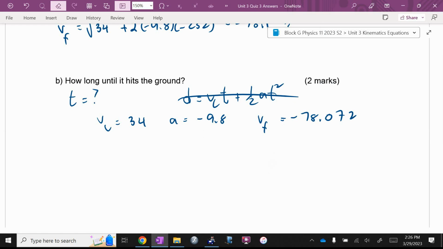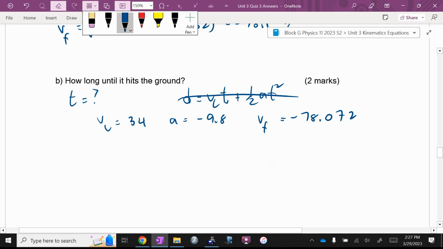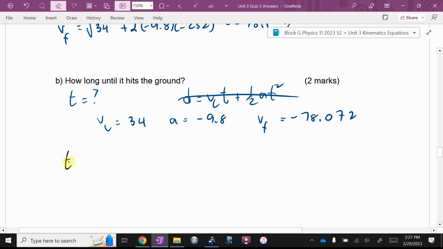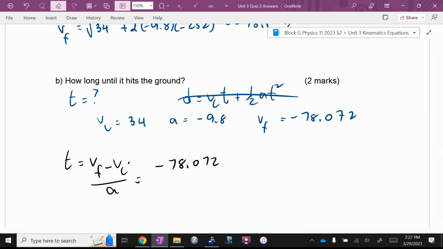Now I can find time without having to use the quadratic formula. Nathan, I'm looking for an equation that's got a T, a VI, an A, and a VF in it. There is one. Get the T by itself. Is that what you said? VF over, yep, negative 78.072. I'm going to use my answer button, actually, since it's sitting on my calculator. Minus 34 all over negative 9.8.